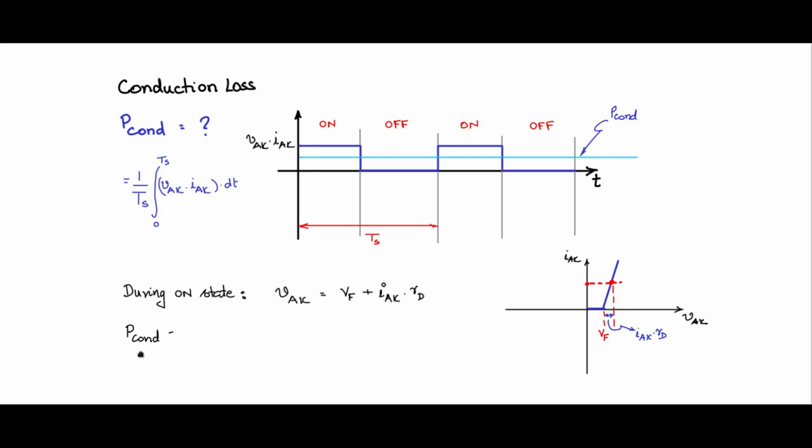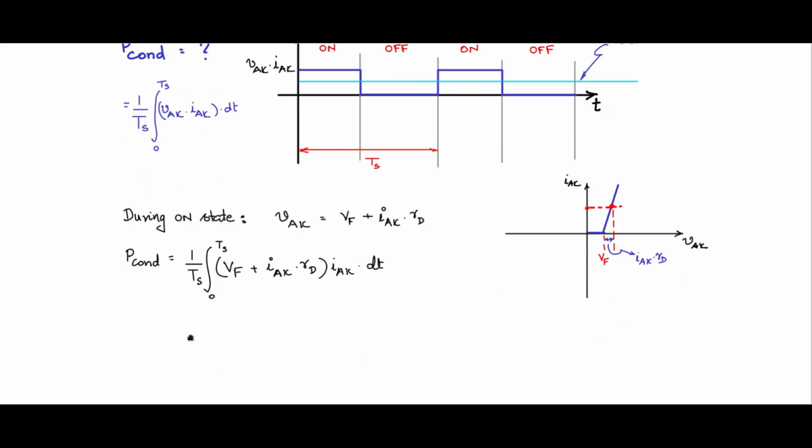So now what is the conduction loss? P conduction, we will use this integral equation, nothing but 1 by Ts, integral from 0 to Ts, VAK is this. We will replace it by this relationship: VF plus IAK into RD. This is VAK, into IAK, and we put dt. So this is the equation for the average conduction loss, which is PCOND.